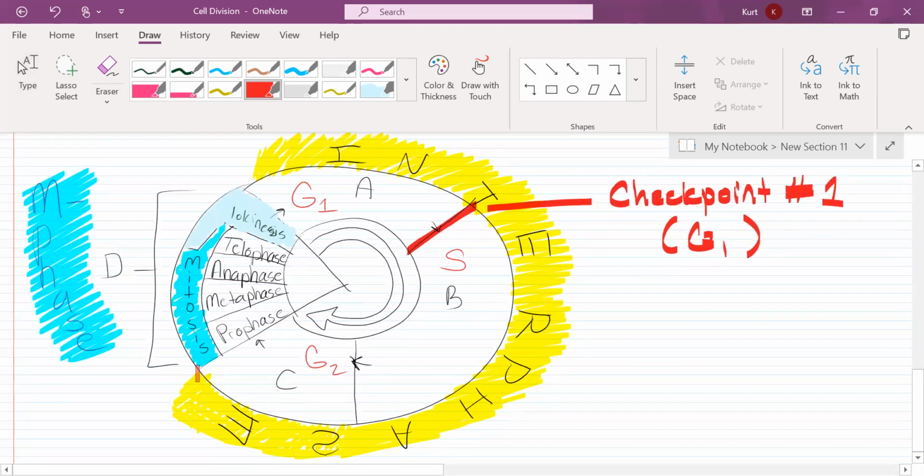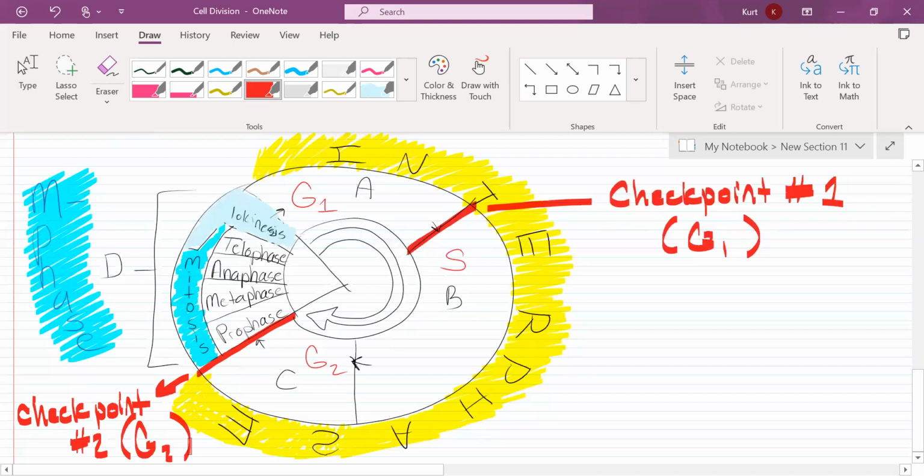The second checkpoint comes at the end of G2. And the final checkpoint is at the end of metaphase. We call this the M checkpoint.